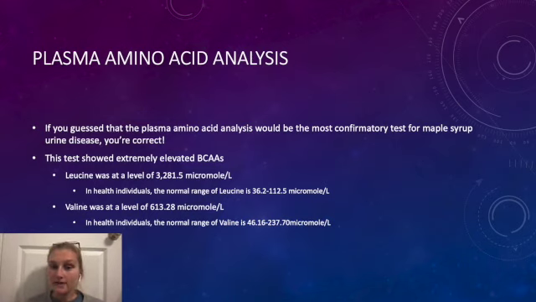And the plasma amino acid analysis is the most confirmatory test for this patient. So if you guessed that, you're right. And it showed extremely elevated levels of the branched chain amino acids. Leucine, there was like 3,300 micromole per liter of leucine, and normally it's like 36 to 112. So that was extremely high. And valine was at 613 micromole per liter, which normally it's 46 to 237 micromole per liter. So that was extremely high, and that showed an overaccumulation of these amino acids, which was leading to the patient's symptoms.